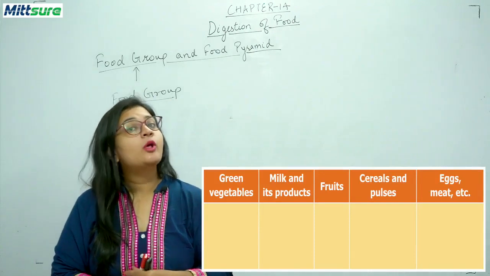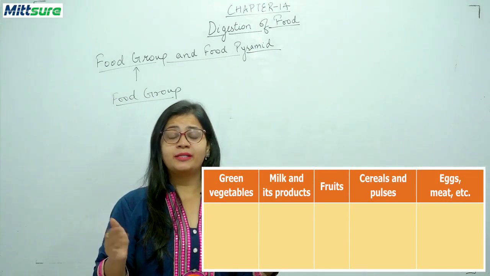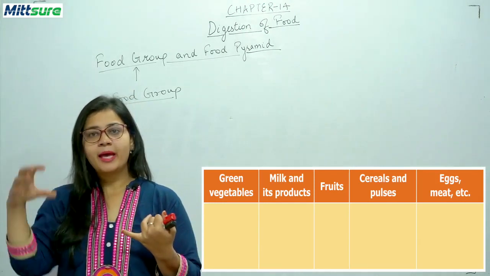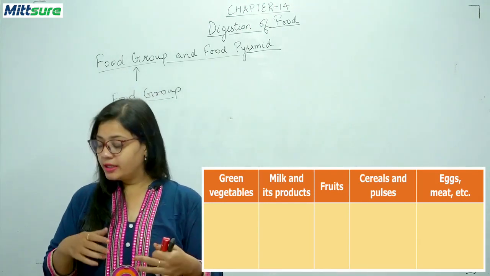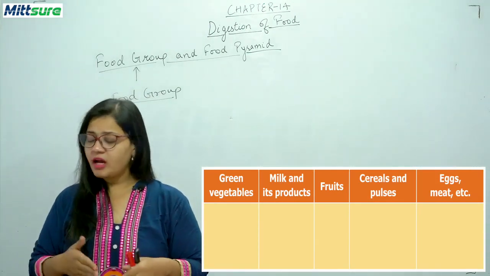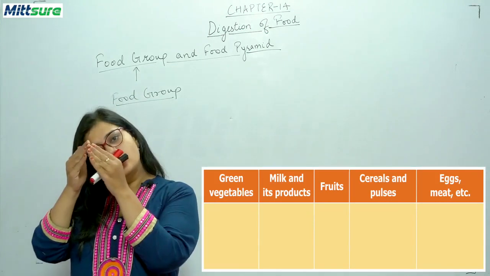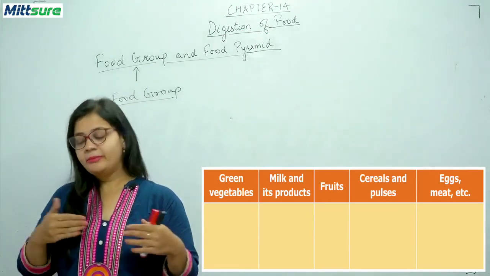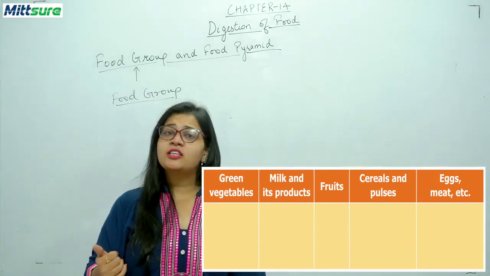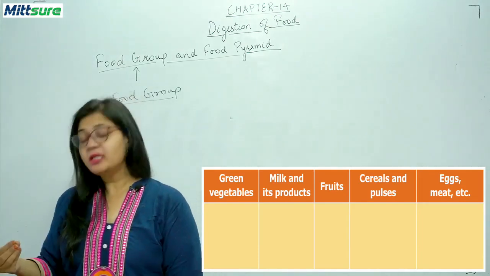Now students, see there is a table also given in your books. What you have to do is classify all the food items I have listed. The vegetable food items that come under green vegetables, put them in the green vegetable column. Then the items that come under milk and its products, write them into the milk and its products column. After that, fruits: write the names of all the fruits that are given in your book in the fruit column. Similarly, all the cereals and all the pulses should be mentioned in that column. And the last column consists of your eggs, meats, etc. Products that come from animals should be mentioned in this column.